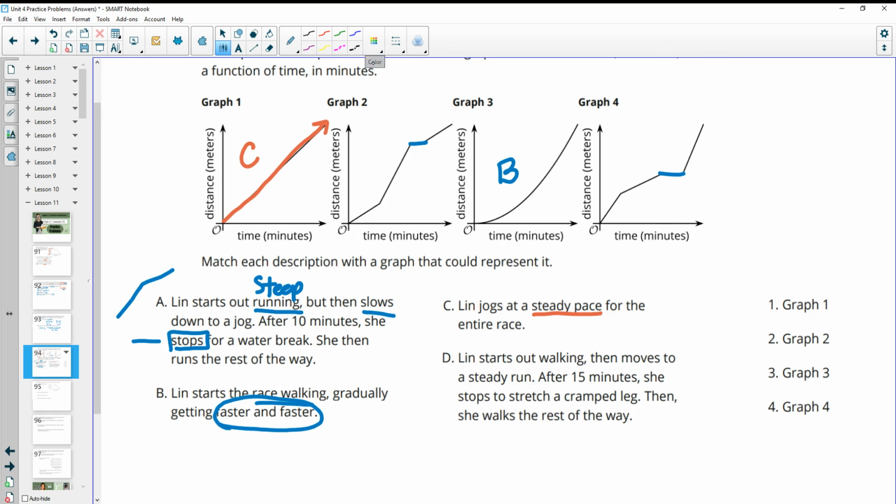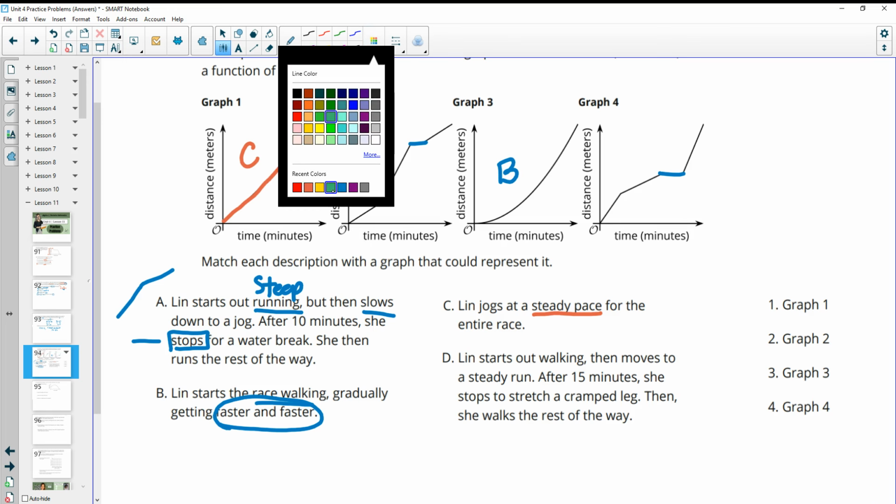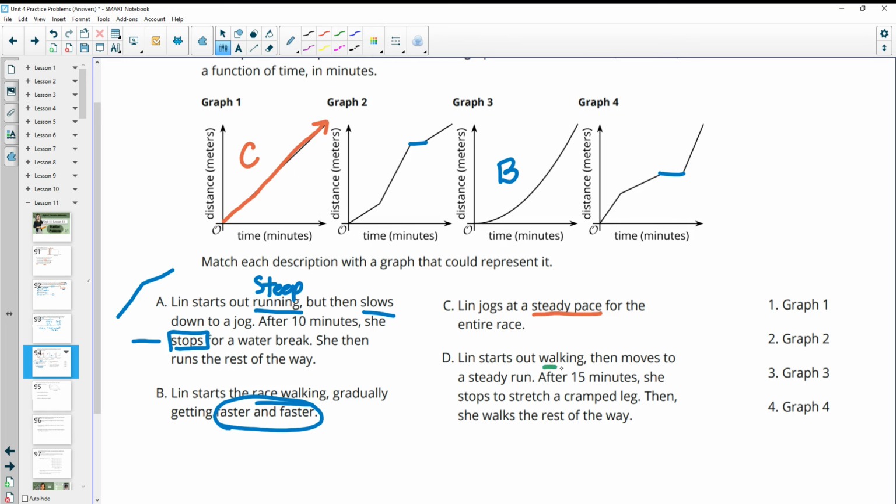And then D has Lynn starting out by walking. So now she's walking and then she's going to run. So this one is going to start out at some steepness. Then it's going to get steeper because she's going slower and then faster. And that's a little bit different than A, where she started out steep and then got less steep because she was running and then walking.